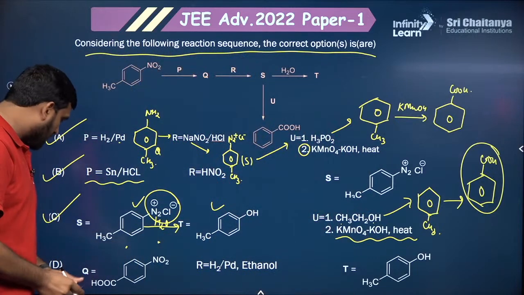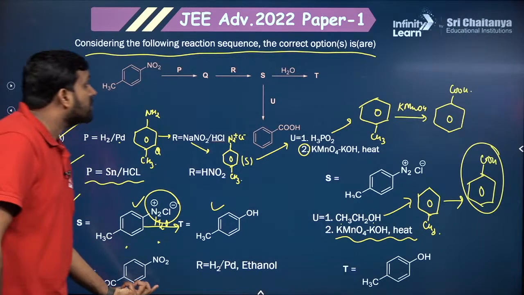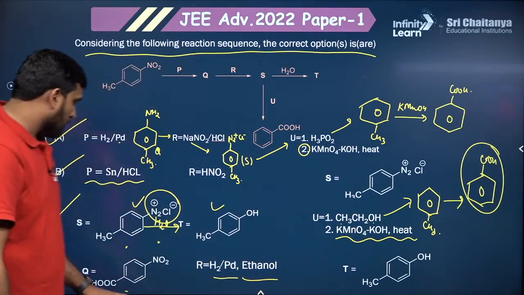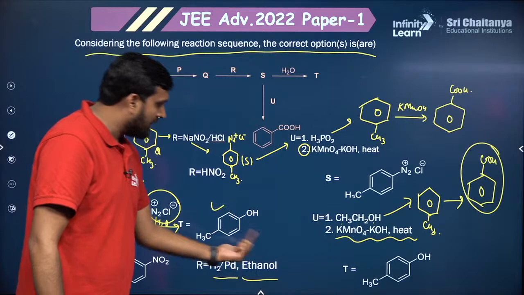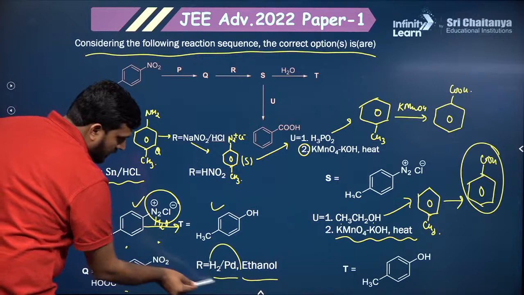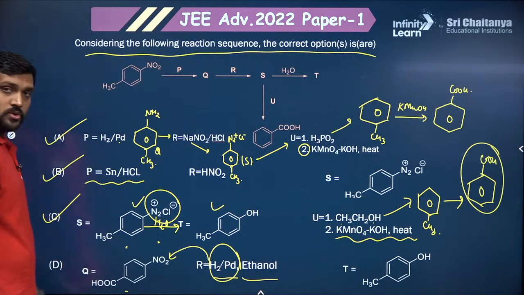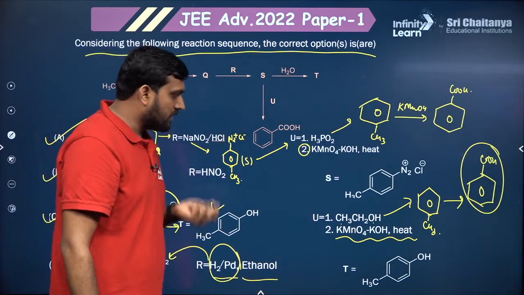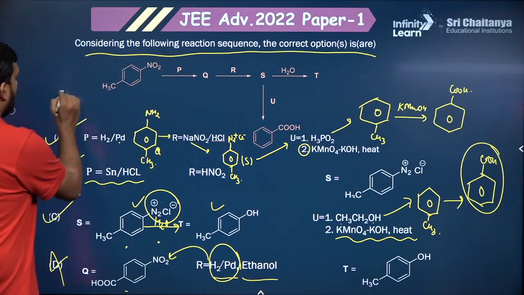Now going for option D, Q is this. No, Q can't be this. But let's check if Q is this. Then if you treat that with H2/Pd and ethanol, what will happen there? No, you will not be getting N2 and Cl minus. If you get that, then only this is possible. It will not give you this product, because if you treat with this, then N2Cl will be there, NH2 will be there. And if you treat that NH2 with water, nothing will happen actually. So this is not going to be correct. So the only perfect answer is A, B, C.